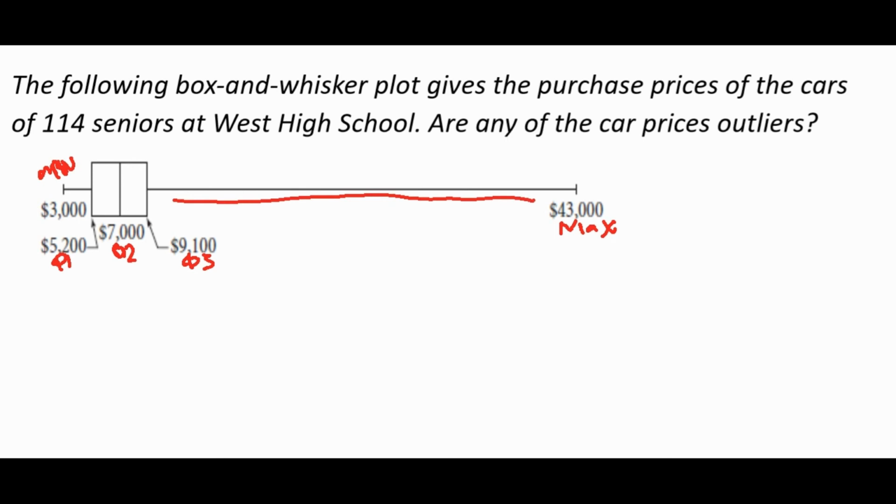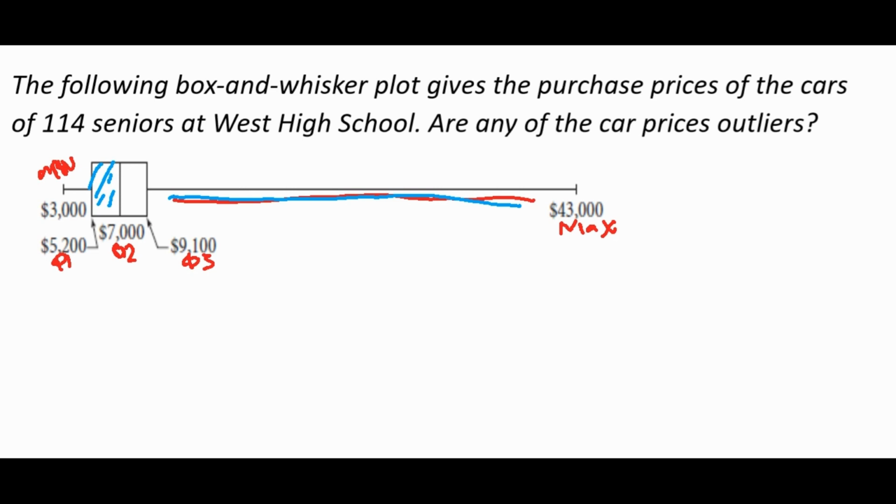What does that tell us, right? What we've got to remember is that each quartile range represents 25% of the data points. So 25% of the 114 cars selected were between $3,000 and $5,200 of a purchase price. 25% of the 114 that were picked would be in this Q1 section right here. 25% of them cost between $5,200 and $7,000. And there's 25% of the data over here in this maximum section, this big long whisker, between $9,100 and $43,000.